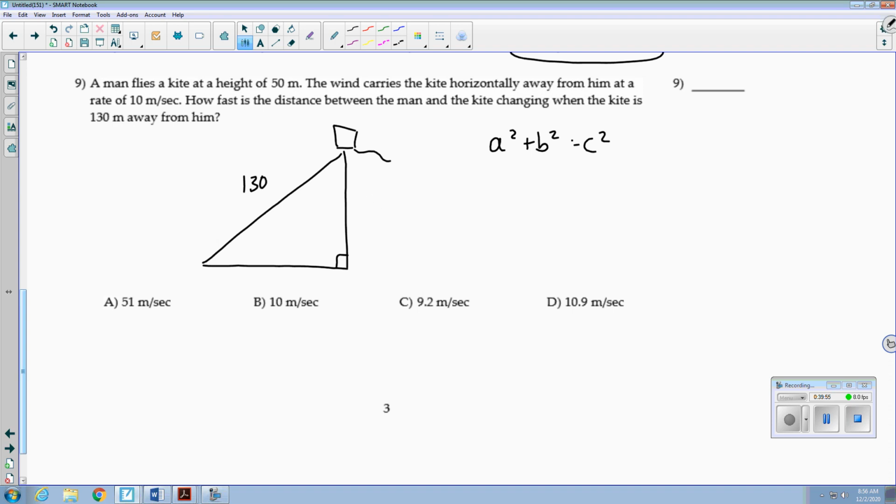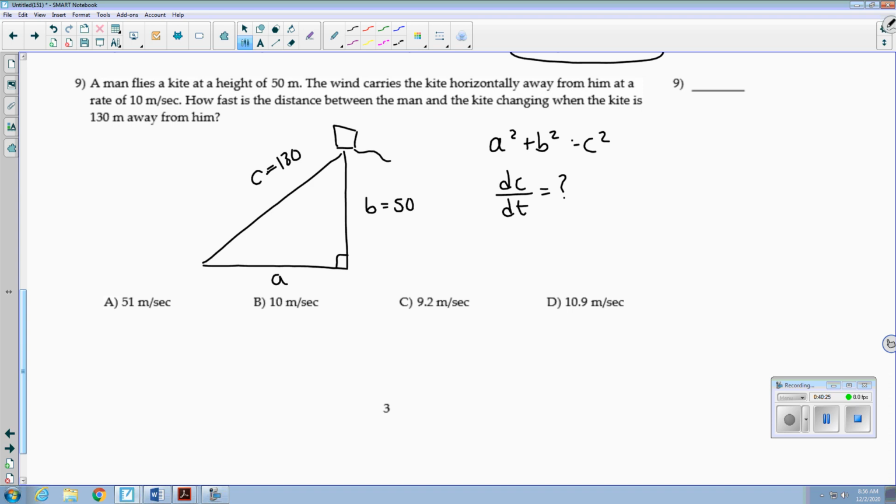So let's label these A, B, and C. We want to know how fast the distance between the man and the kite is changing. So we're looking for the actual distance between them, the straight line that connects them. So it's going to be our c value. We want dc dt. That's what we're looking for. We know that at that point in time, this equals 130. We want to know how fast that's changing.